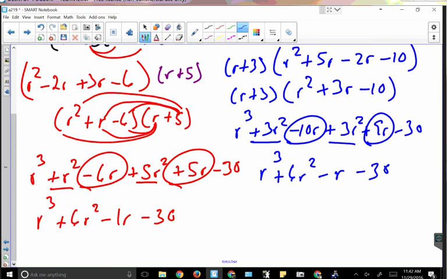Now, if I've done everything correctly, these two answers should be exactly the same, and they are. So again, it does not matter the order in which you multiply. They are going to be the same answers, whichever way you choose to do it. Okay? Questions?